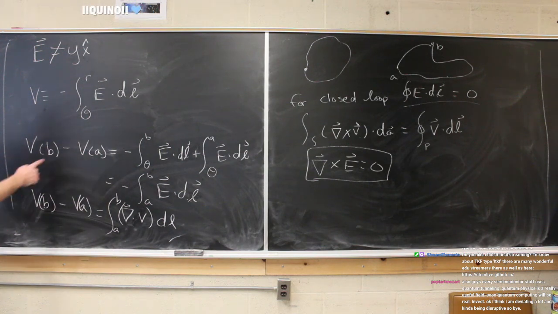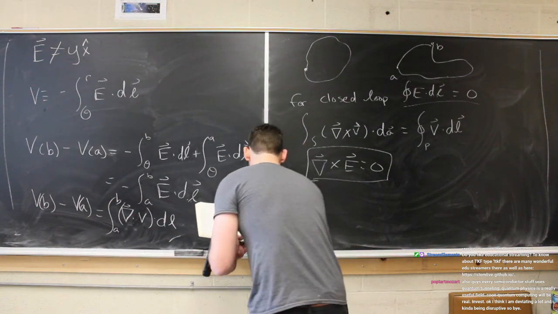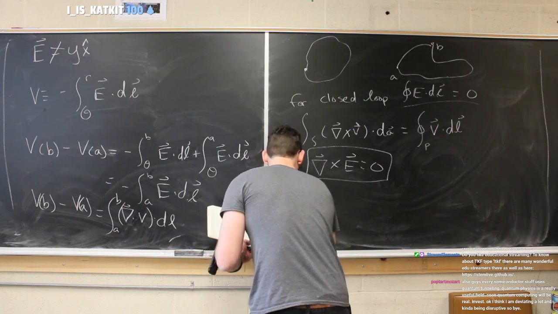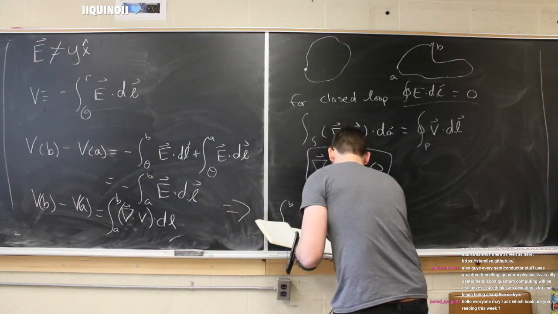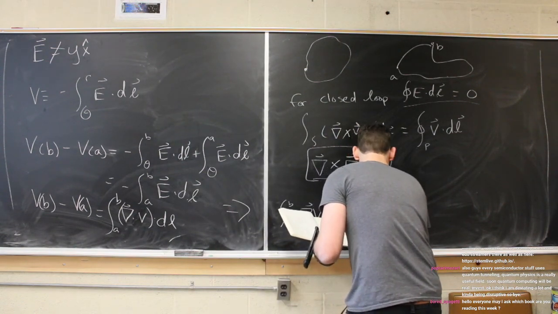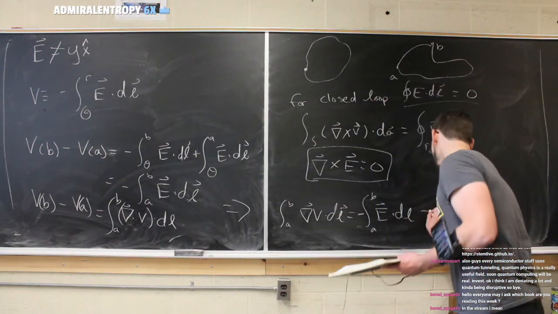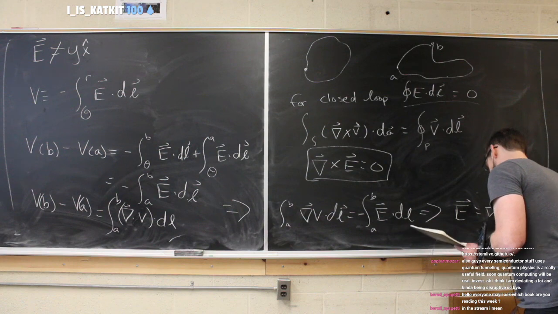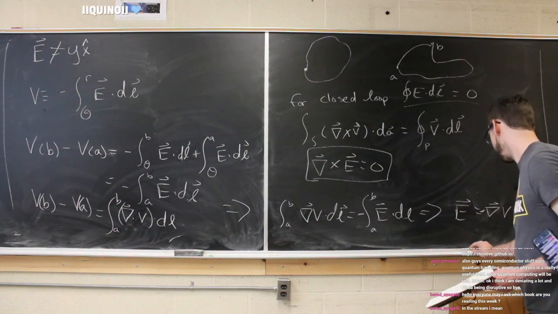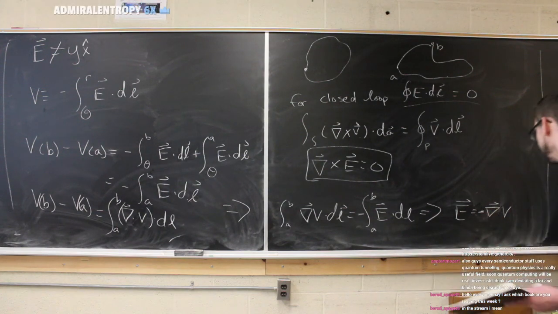So now we have this is equal to this right here. This is equal to this, so we can set those two things equal. And what do we get? Well, we get that the integral from A to B of gradient V dot dl is equal to the negative integral of E dot dl from A to B again. And what does this mean? Again, another implies that the electric field is actually equal to the negative gradient of the potential, excuse me. The gradient. I don't know why I keep calling it divergence. The gradient of V. Okay?